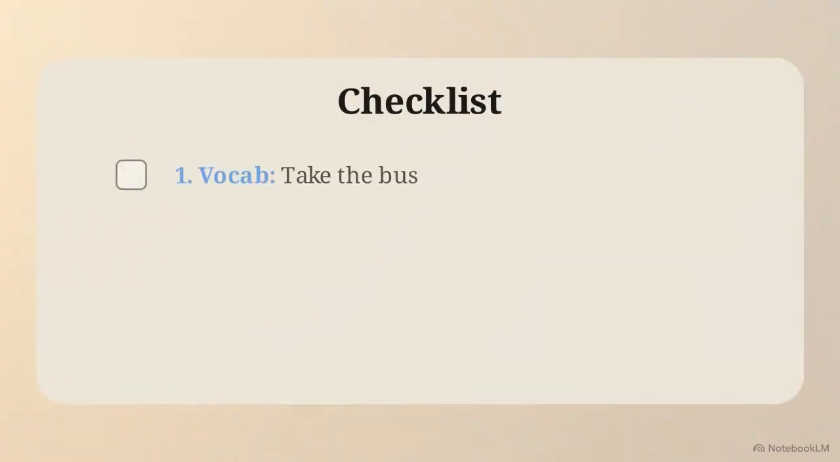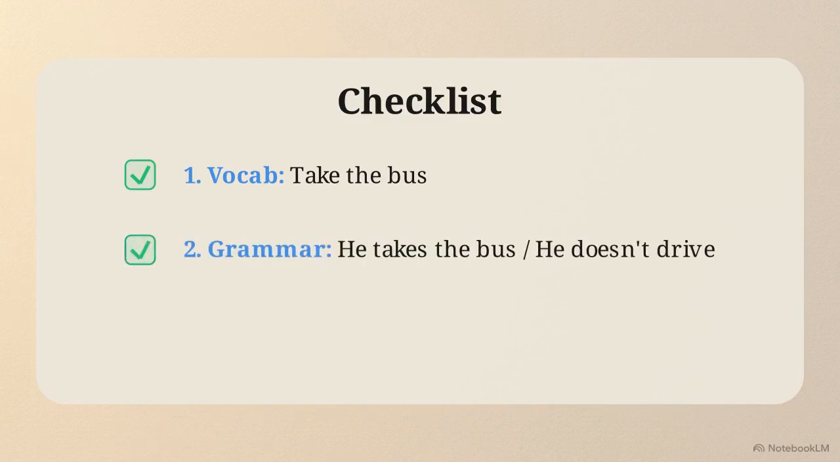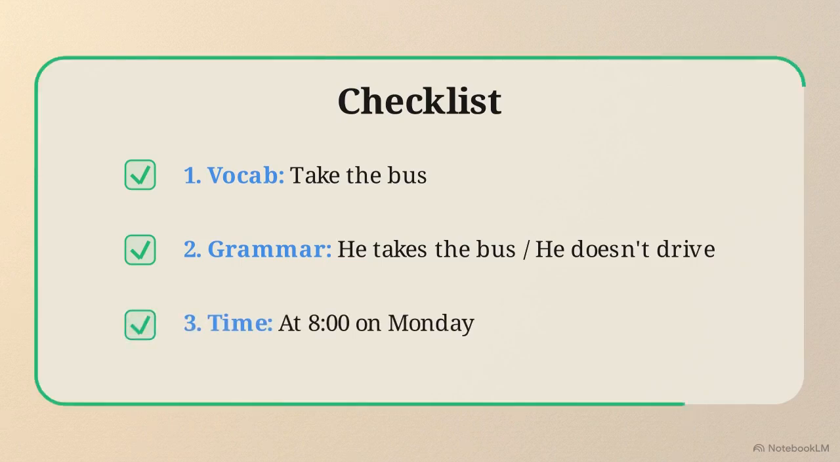Look at what we've covered. We learned the transportation actions, like take the bus. We practiced the grammar to say what Leo does and doesn't do, and we used the time triangle to pinpoint exactly when it happens.